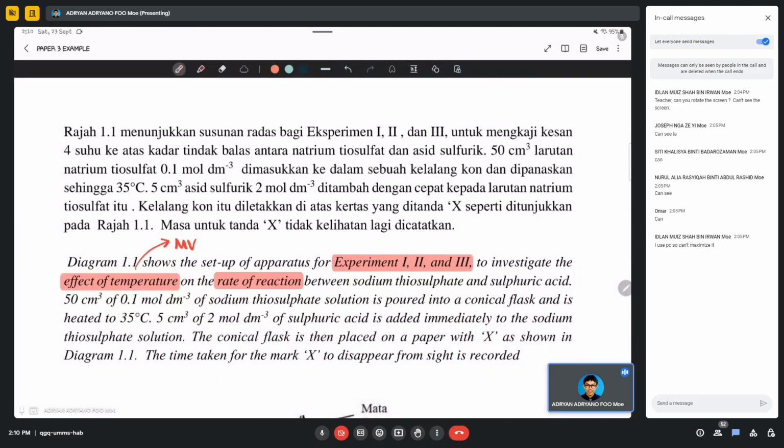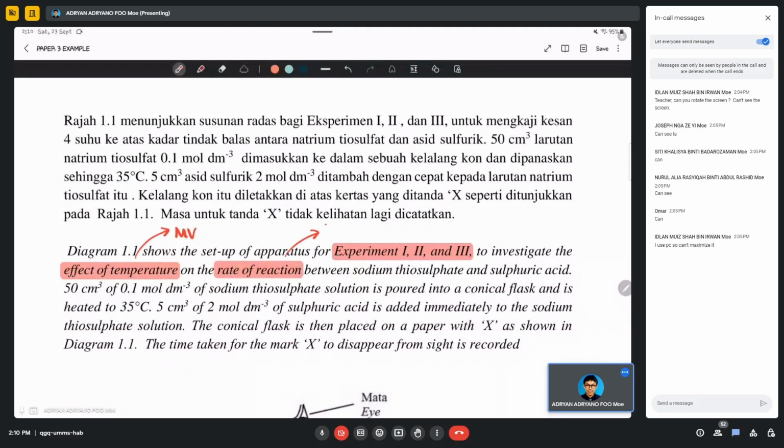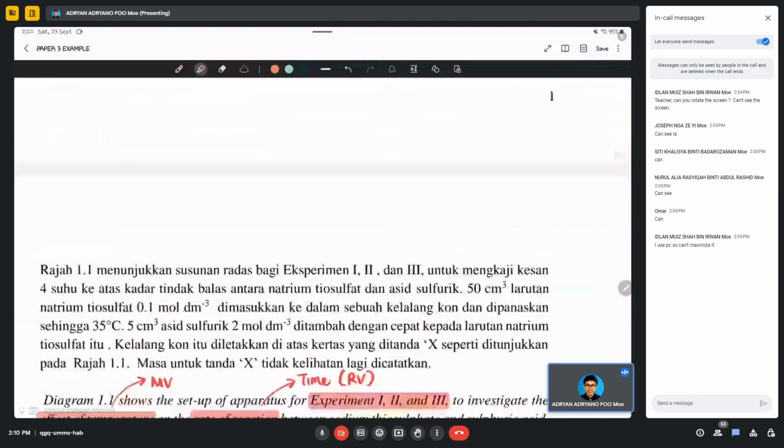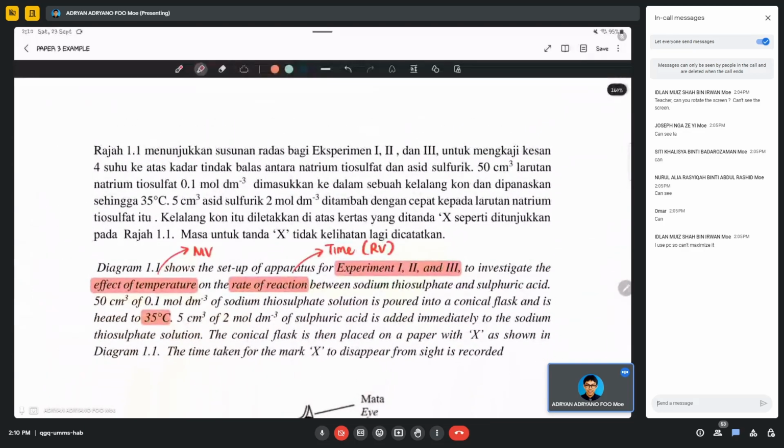Okay, next. Rate of reaction is your time. Because we cannot observe rate of reaction, but we can observe the time taken. So this will be your RV. Okay. Then what they said, 50 cm³ of 0.1 mol per dm³ of sodium thiosulfate is poured in a conical flask and heated. Meaning that you must use what they give you now: wire gauze, Bunsen burner. You have to heat the sodium thiosulfate.